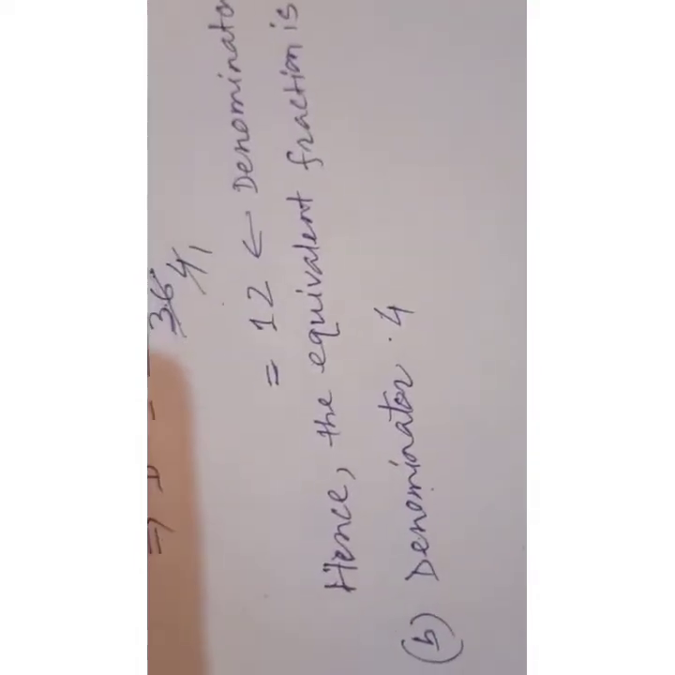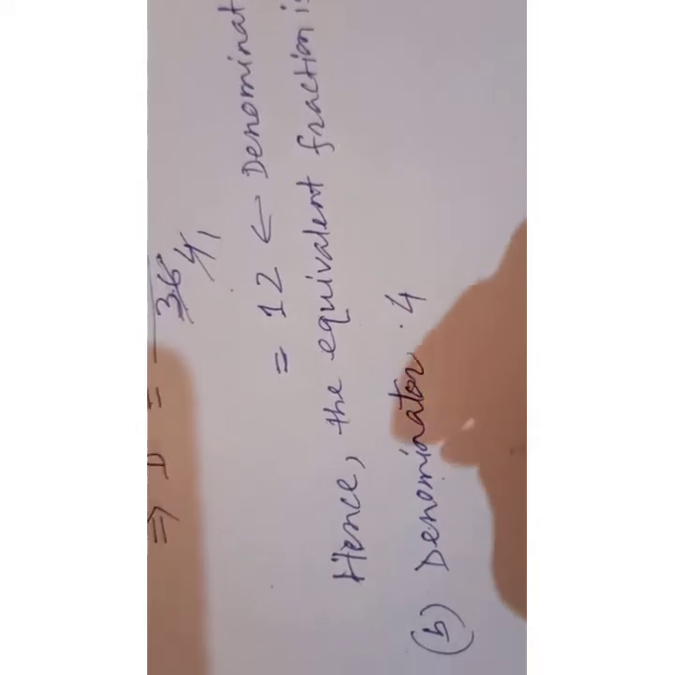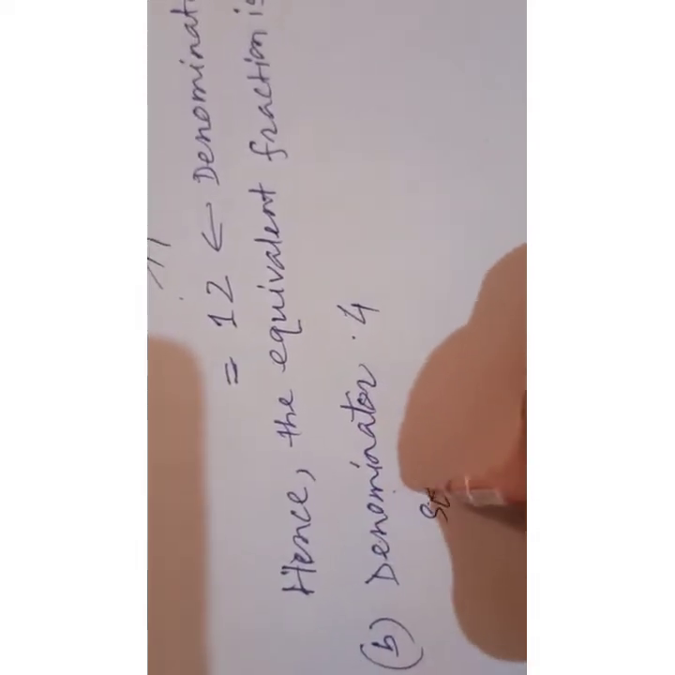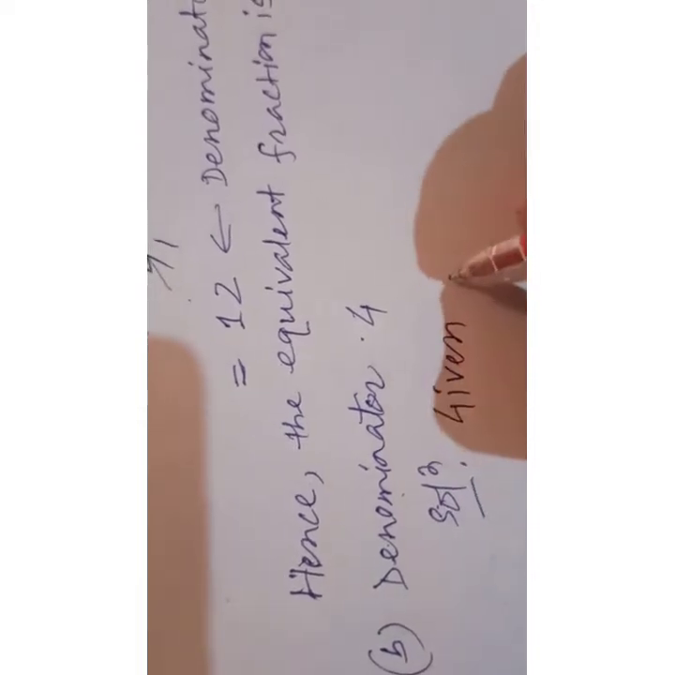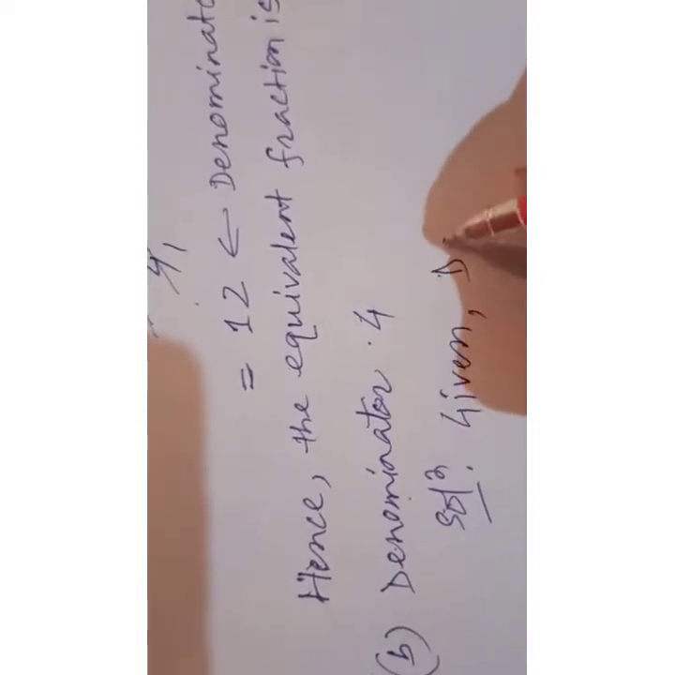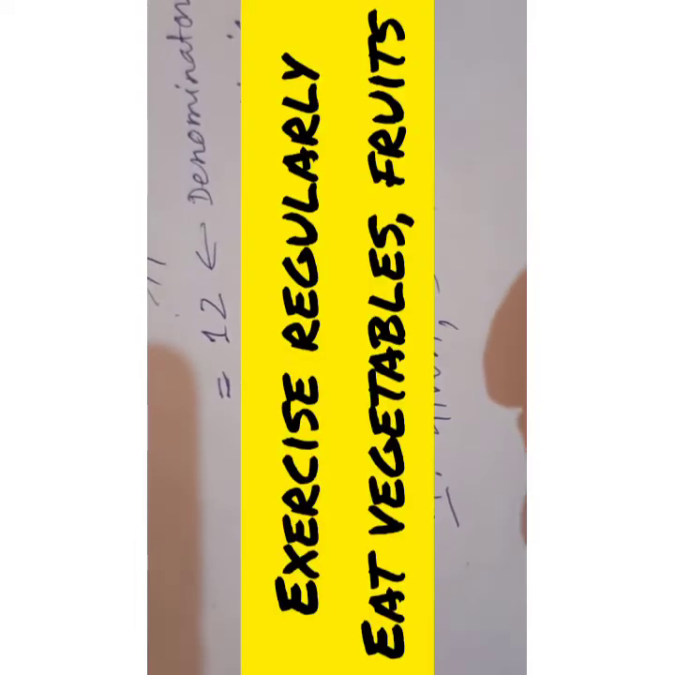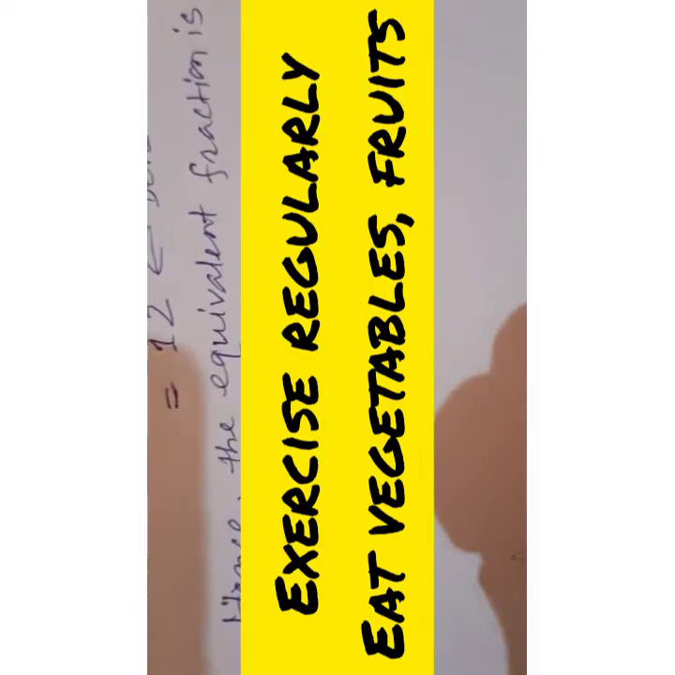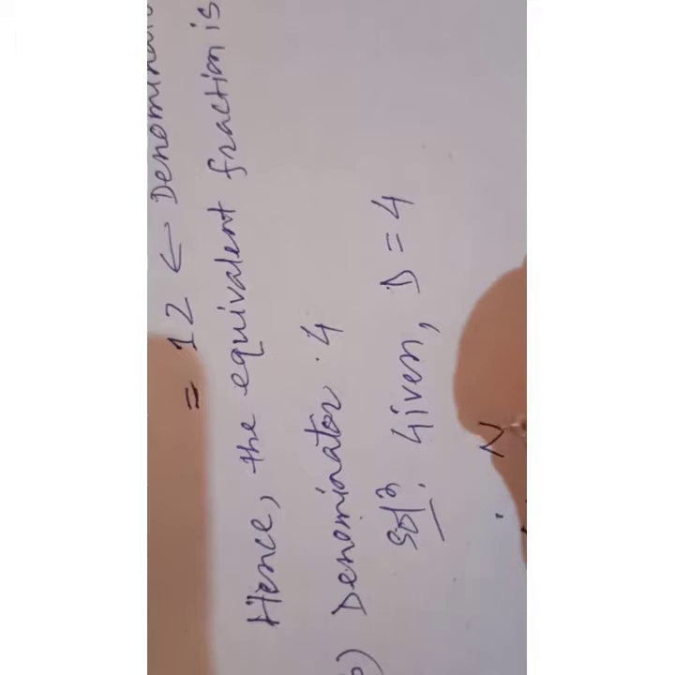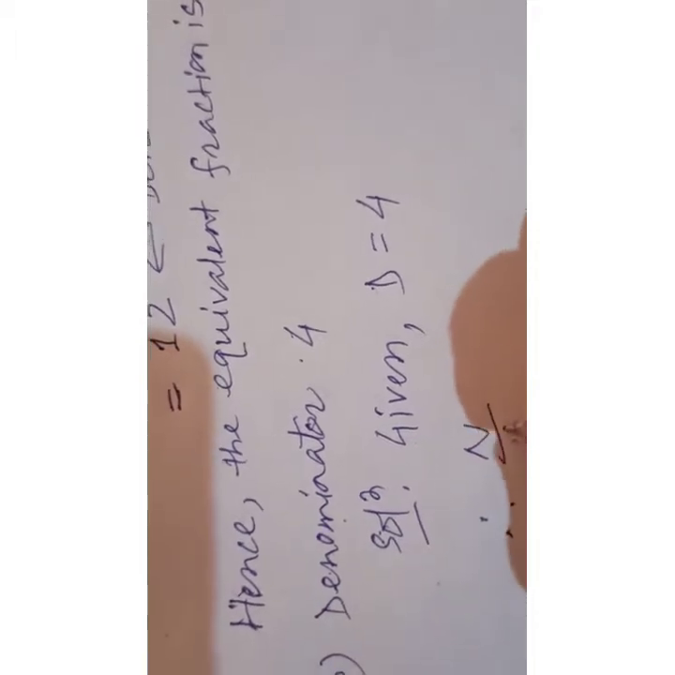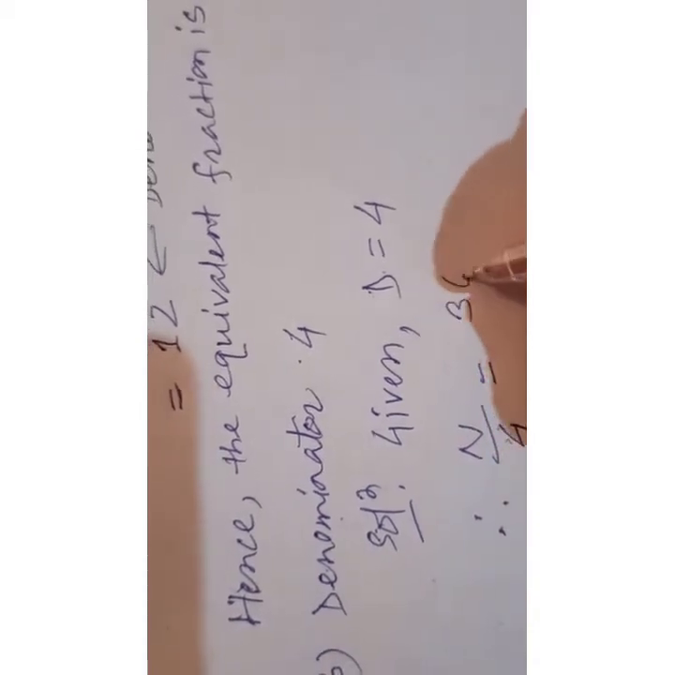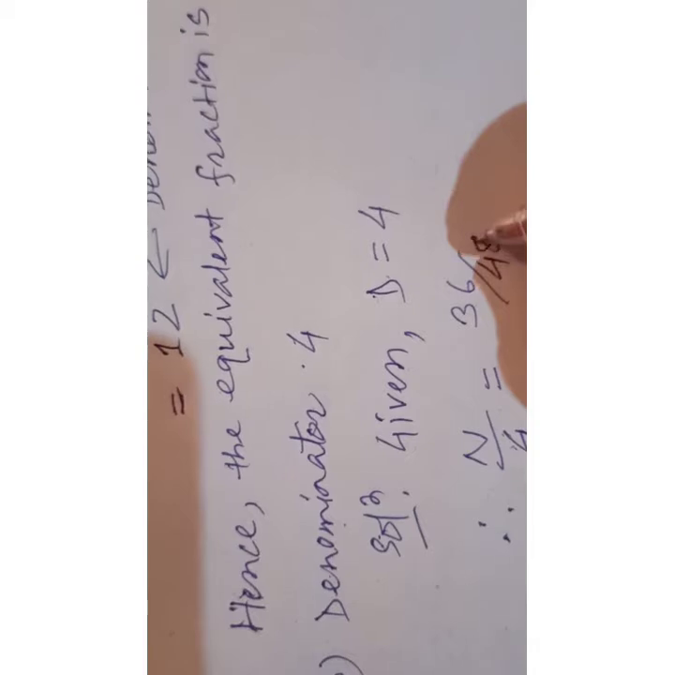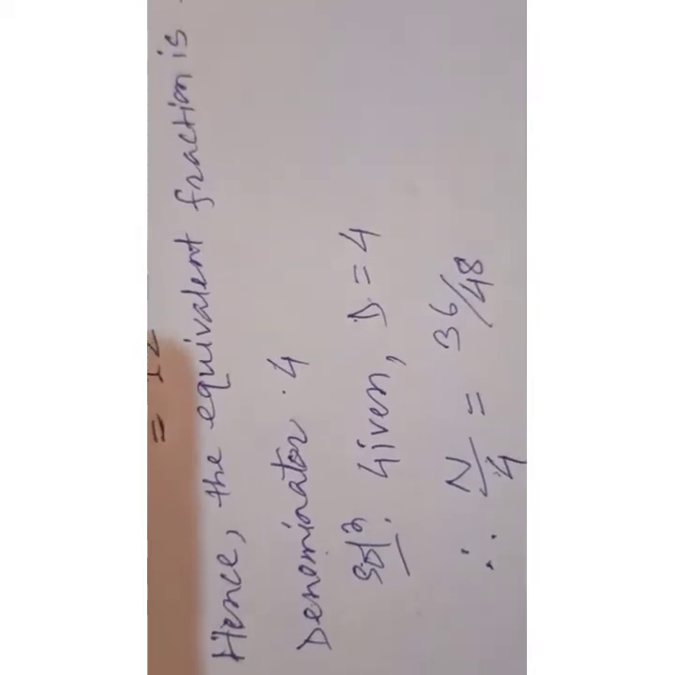Okay, so now use that formula. Given d equal to 4. That means denominator equal to 4. Therefore n by d, that means in place of d you can write here 4. This equals 36 by 48, because the fraction is given there.